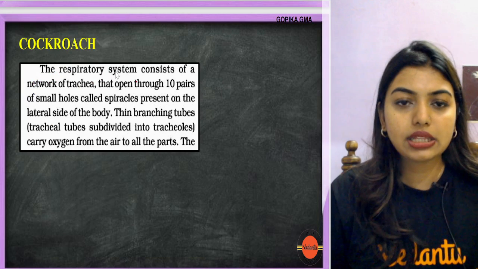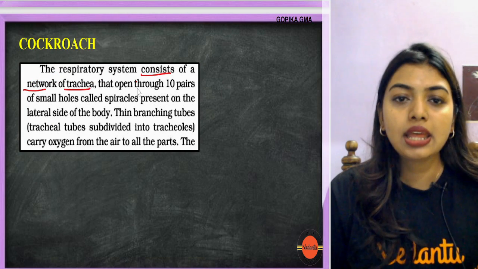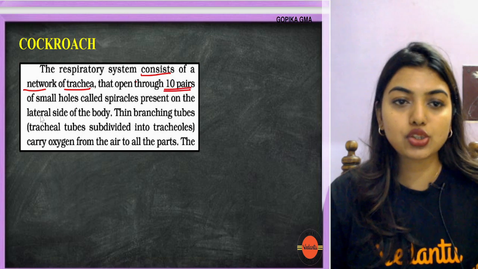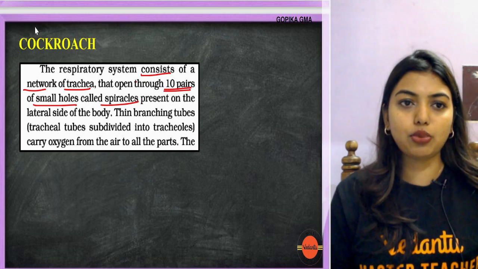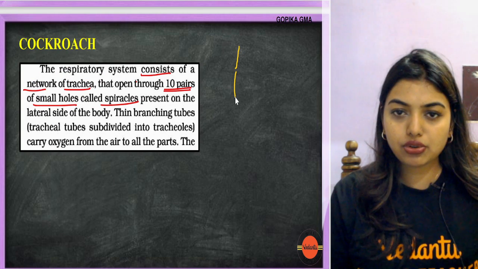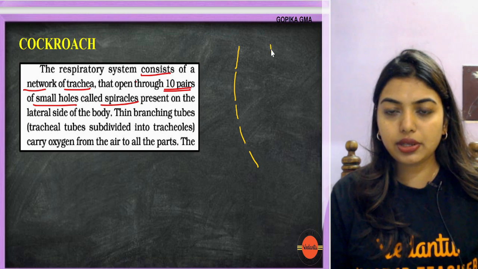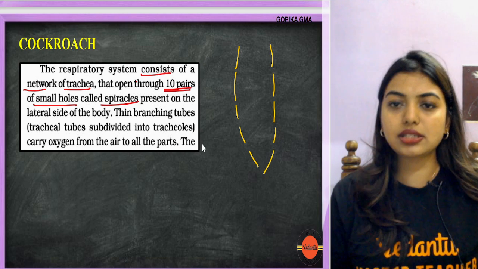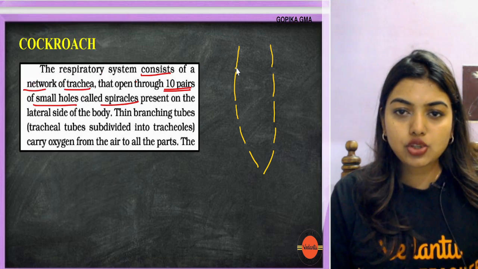Now the respiratory system consists of a network of tracheae that open through 10 pairs of small holes called spiracles, present in the lateral side of the body. So what they're trying to say is, let's imagine this is the cockroach body. Like this, you can see small pores that I have left. So these pores are called nothing but spiracles.